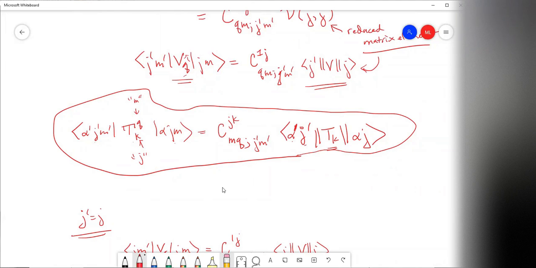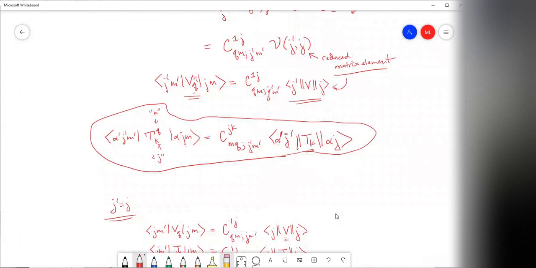All right, now I'm really done. So now I'm really done with Wigner-Eckart. But any questions about Wigner-Eckart before I jump into sort of extra topic stuff? No?